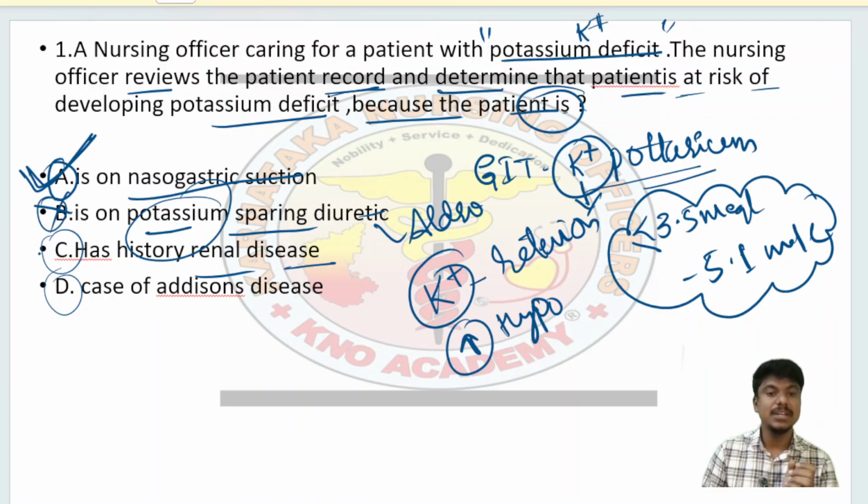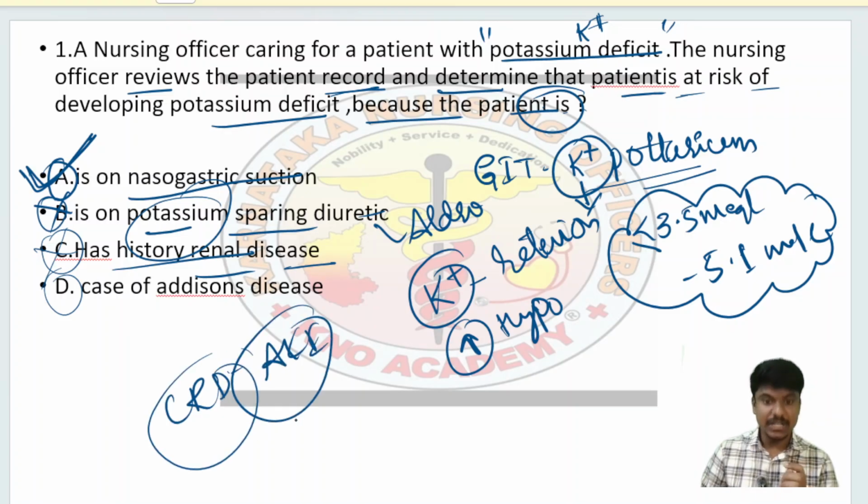Now we'll see option C. Option C, if we see renal disease in CKD and AKI, what will happen? In chronic kidney disease and acute kidney injury, the body cannot produce aldosterone. Okay, if aldosterone is not produced, what will happen?